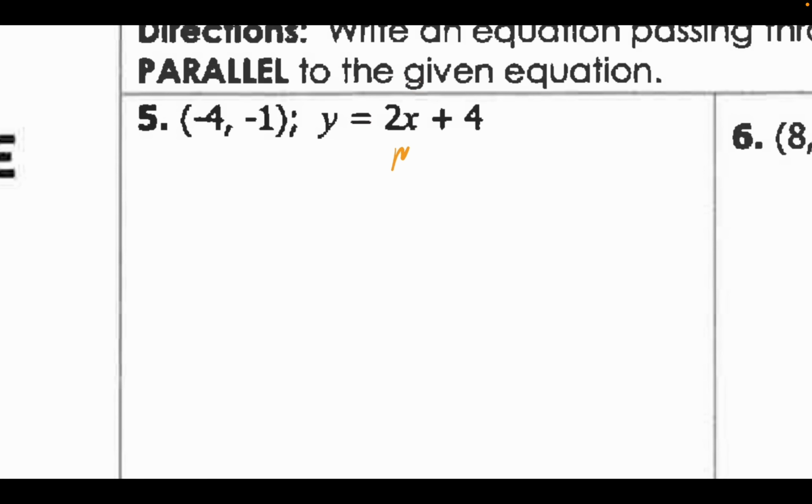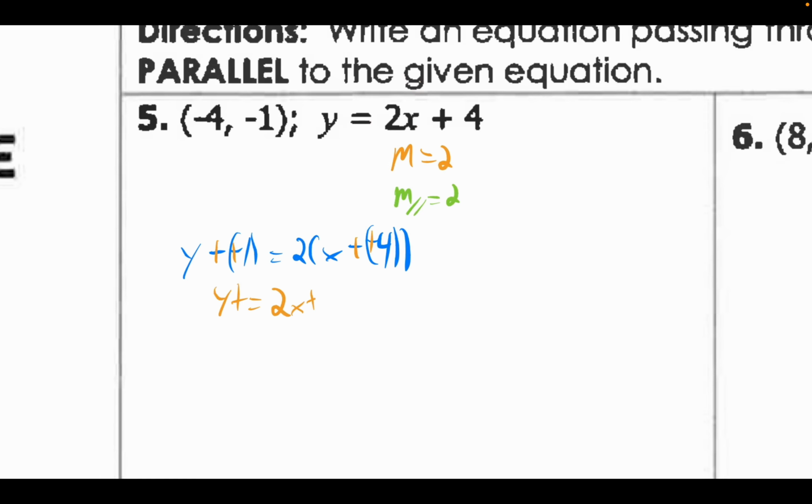The current slope is 2, or 2/1, so the slope of our parallel line will also be 2. And so we plug this into our point-slope form. y minus a negative 1 is equal to 2 times the quantity of x minus a negative 4. Two negatives in a row make a positive, and I get y plus 1 equals 2x plus 8 as I distribute 2. I'm going to subtract 1 on each side now, and get y equals 2x plus 7 as my answer.